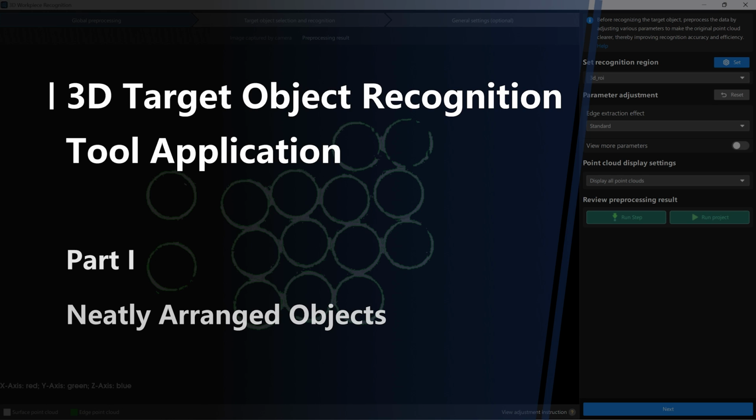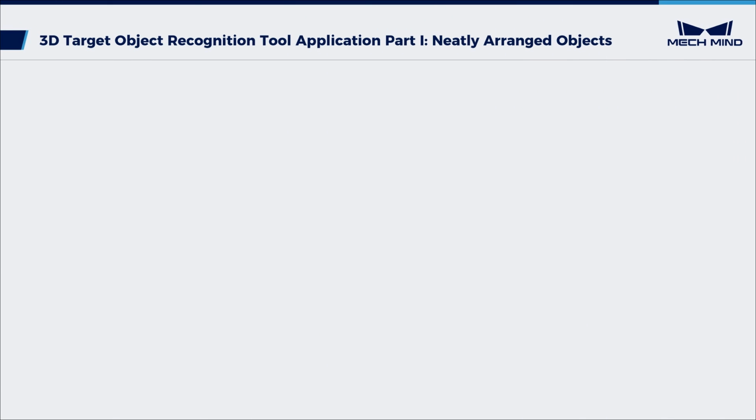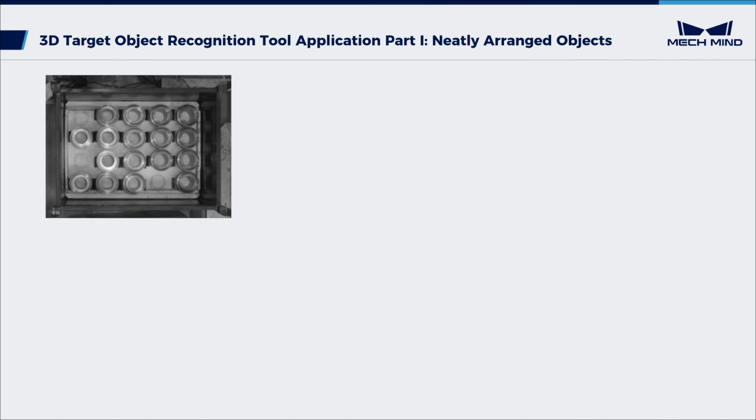This video introduces the vision recognition strategy for the neatly arranged target objects. It also demonstrates how to configure the relevant parameters using the 3D target object recognition tool. Here, we take the example of ring objects.